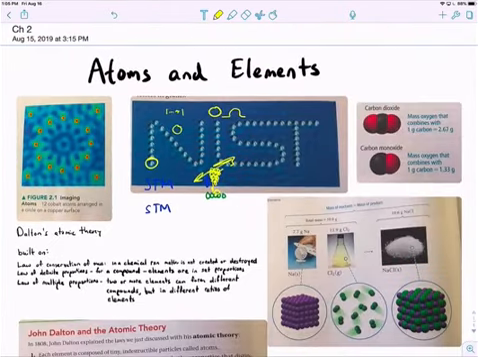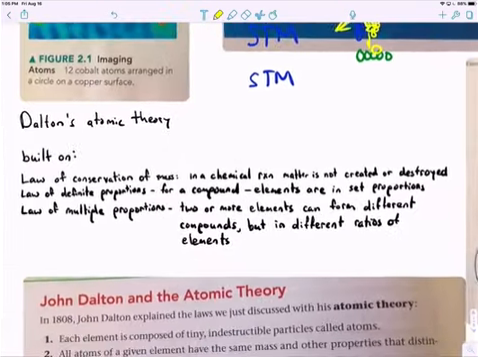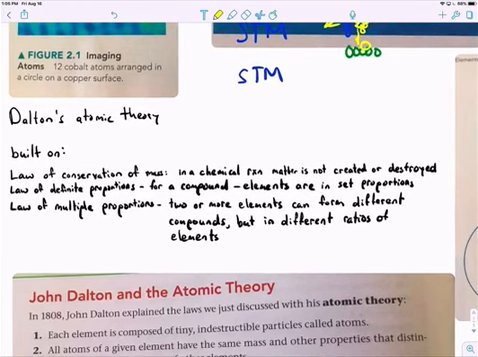But let me jump into Dalton's atomic theory. So Dalton took a few things. First of all is the law of conservation of mass. That is, in a chemical reaction or physical process, matter is not created or destroyed. The law of definite proportions: for a specific compound, the elements are put in set proportions. And then the law of multiple proportions: if you have two or more elements that form different compounds, each of those compounds has set ratios, but they're different from each other.